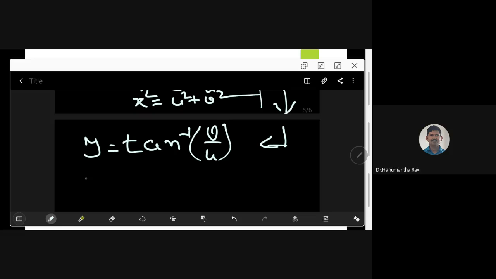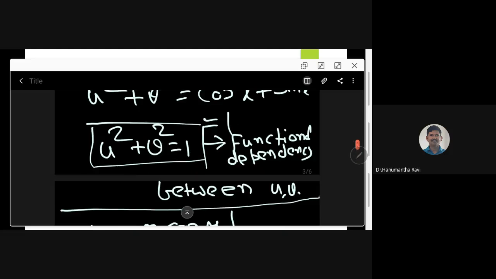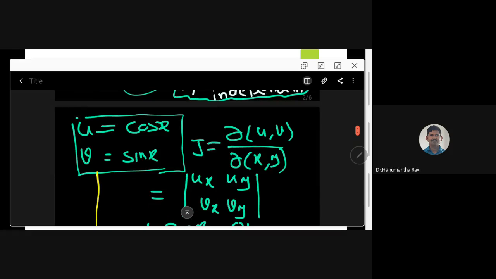And x is equal to, you can choose one thing, either plus square root of u square plus v square or minus. So we have taken x as plus. In such a situation, we are able to express x and y explicitly in terms of u and v. This type of thing will not happen when there is a dependency relationship between u and v. See here, we cannot express x explicitly in terms of u, v, and y explicitly in terms of u and v here.